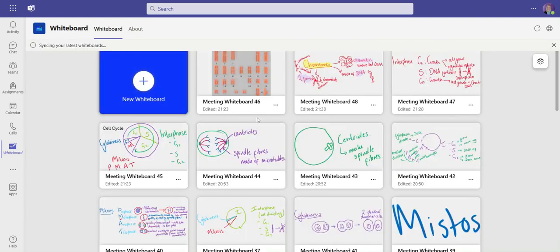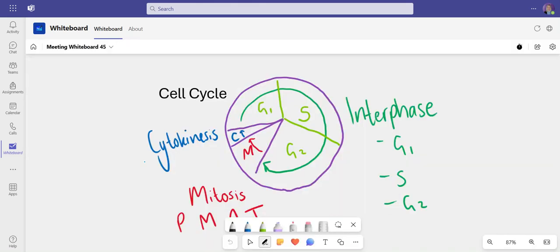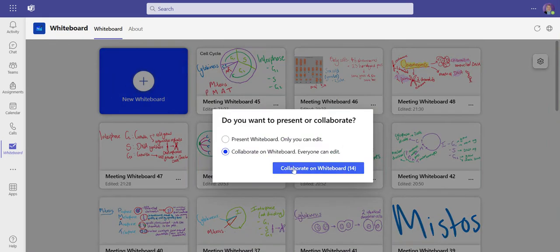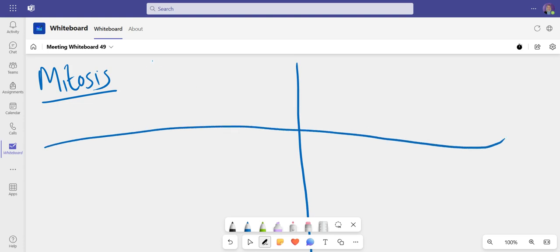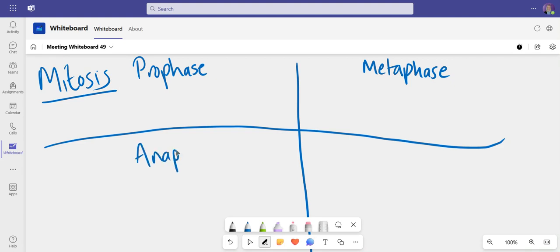Okay, if we go back to our cell cycle, where was it? Just here. We've talked through the 3 phases of interphase. Next, we're going to look at the phases of mitosis, and then we'll look at cytokinesis. So, mitosis consists of prophase, metaphase, anaphase, and telophase. So I'm going to just split this into 4. So we'll start off with prophase, then we'll do metaphase, then we'll do anaphase, and then we'll do telophase.